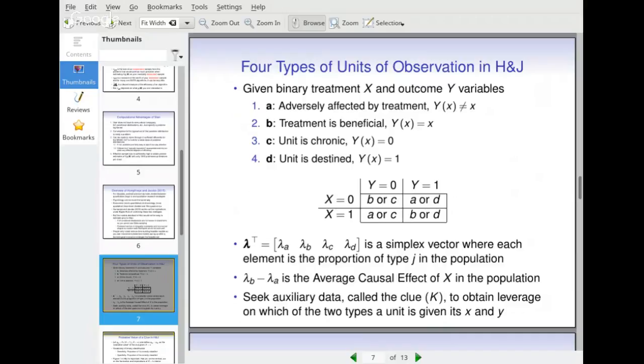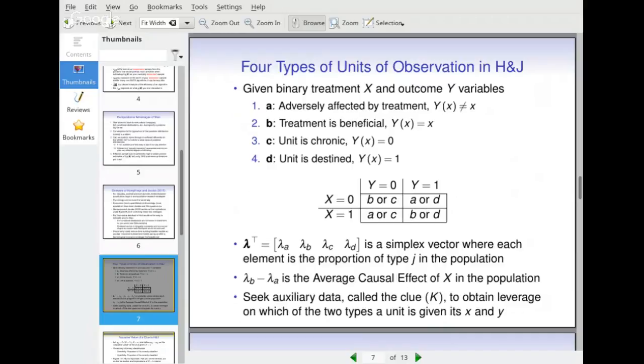It's not like we can observe this, but conceptually they fall in buckets. So you can think of each country as having some unknown type. And here are the 4 types. You can have countries that are adversely affected by the treatment, which is to say Y is always different from X. So if X is 1, Y is 0, and if X is 0, Y is 1. Switching a country from 0 to 1 on X causes them to switch from 1 to 0 on Y. And that's an adverse reaction to this treatment variable.